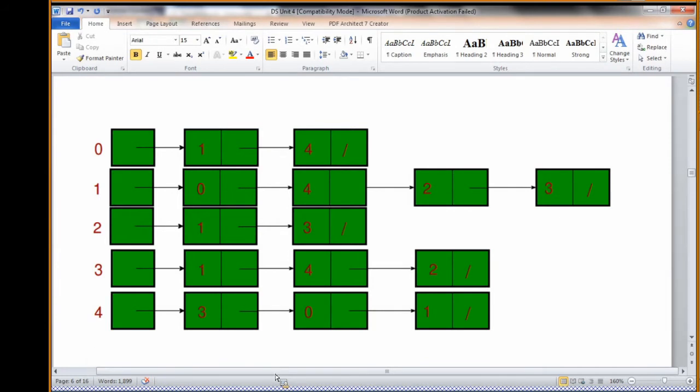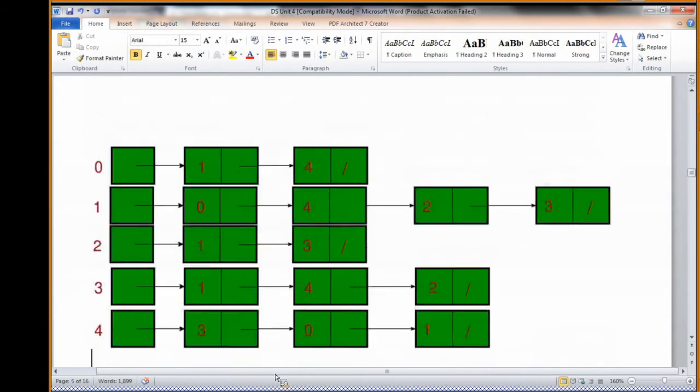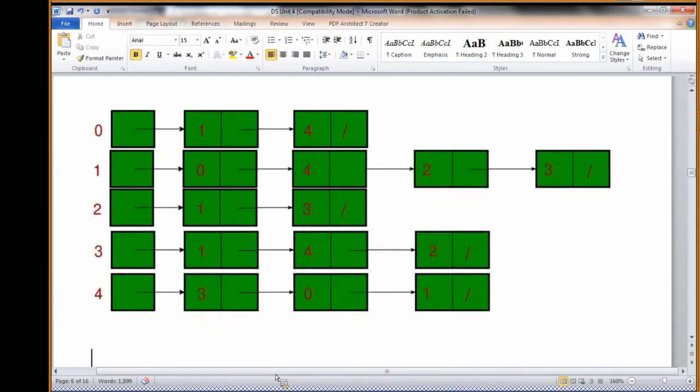So the adjacency list will be represented like this. Mainly it contains 0, 1, 2, 3, 4. And 0 is connected to 1 and 4, so first 1 will be added, and 1 is a node, and by using a linked list we will connect 1 and 4, and 4 has a null address. If you want to add more, you can also add. In the same way, 1 will be connected to 0 and 4, and 4 is connected to 2, and 2 is connected to 3, and from 1 the connections are more.